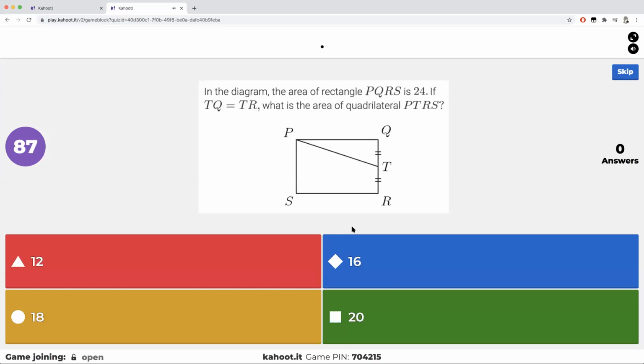In the diagram, the area of rectangle PQRS is 24. If PT equals TR, what is the area of quadrilateral PTRS?